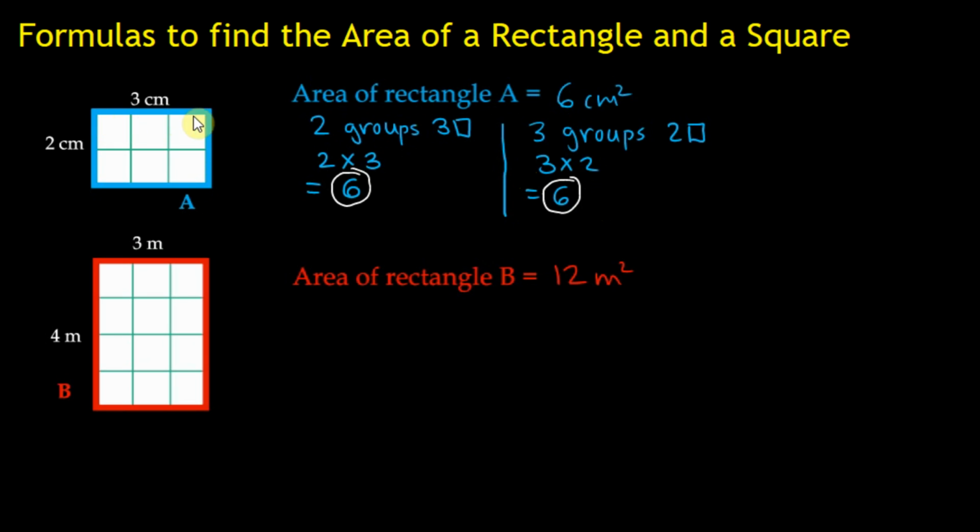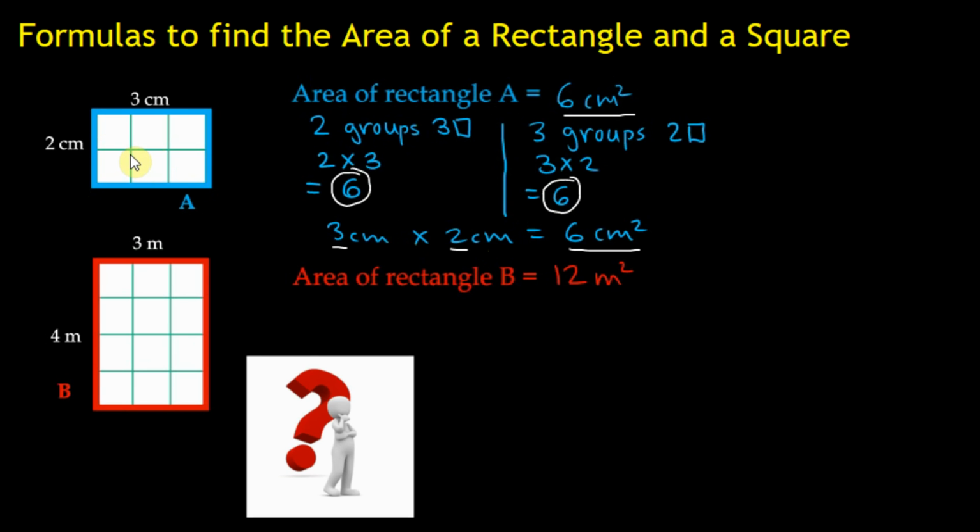But notice the length of rectangle A is 3 centimeters and width is 2 centimeters. And 3 centimeters times 2 centimeters equals 6 centimeter square. Thus, we got the same answer 6 centimeter square by counting the grid squares inside the rectangle and by multiplying its length and width. That means if we multiply the length and width of a rectangle, we will get its area. But you might say, can we say the same thing for rectangle B?